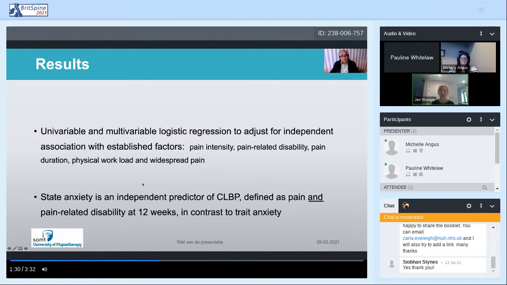The results of our study indicated that state anxiety is an independent predictor of chronic low back pain, defined as pain and pain-related disability at 12 weeks, in contrast to trait anxiety.